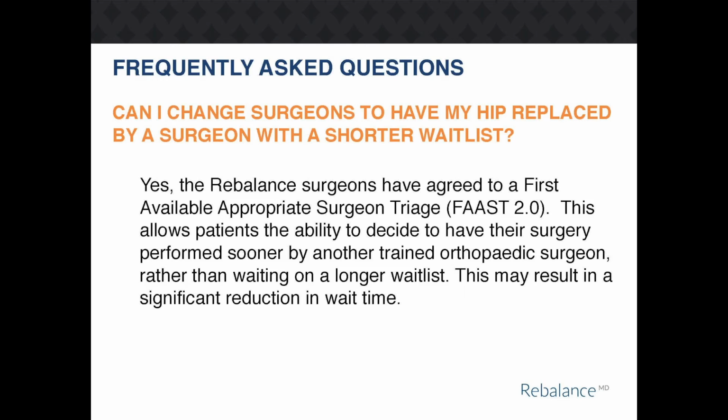The Rebalance surgeons have agreed to a first available appropriate surgeon triage, also known as FAST 2.0. This allows patients the ability to decide to have their surgery performed sooner by another trained orthopedic surgeon rather than waiting on a longer wait list. This may result in a significant reduction in wait time.